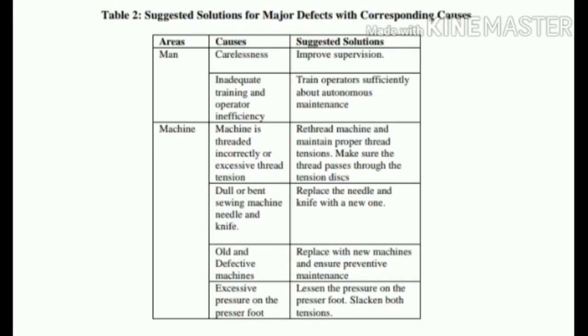Cause: dull or bent sewing machine needle and knife. Solution: replace the needle and knife with a new one. Cause: old and defective machine. Solution: replace with new machines and ensure preventive maintenance.